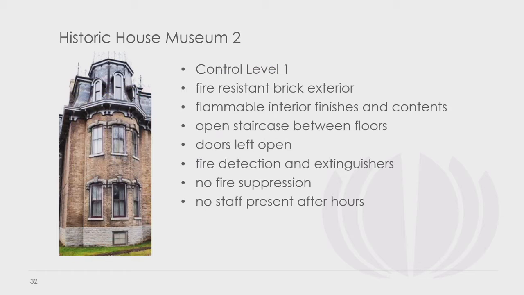A second historic house museum also filled the requirements for fire control level 1 despite a more fire-resistive brick exterior. Fire protection systems were again basic and did not include sprinklers. Gaps in compartmentation, that is, lack of fire-resistant walls and doors, meant that fires could spread easily. A large open staircase, which was an important heritage feature of this particular building, linked the lower and upper floors.